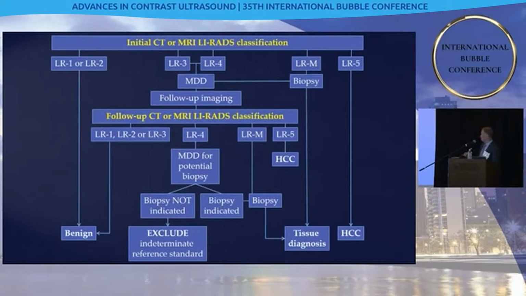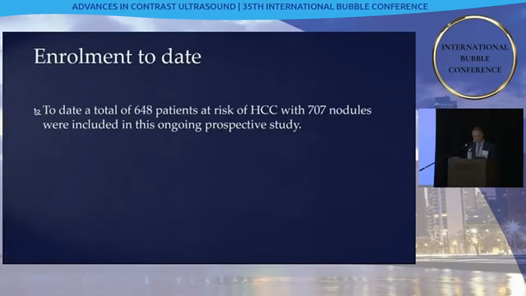Unfortunately, some of the LI-RADS 4 lesions that remained LI-RADS 4 for over a year, we had to exclude, because we cannot physically achieve a final diagnosis on those patients. But the majority of patients will either get a tissue diagnosis, a definite LI-RADS 5 categorization on MRI, or be classified as LI-RADS 1 or 2, which is benign.